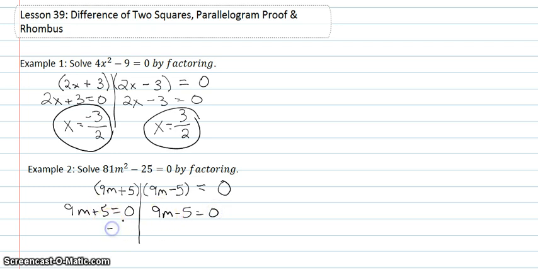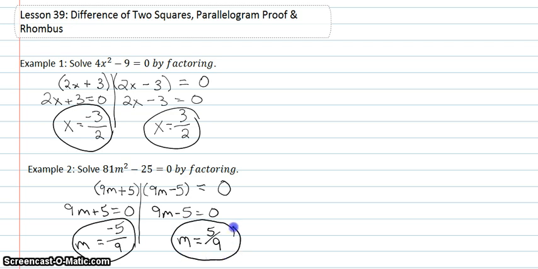So I would subtract the 5 and divide by 9. So that's one of my answers for m. And then on the next one I would add the 5 and then divide by 9. And that's my other answer for m. So you see in this case, they're just a positive and a negative 5/9. And it was the same thing before, where they were the same number, but one was positive and one was negative.